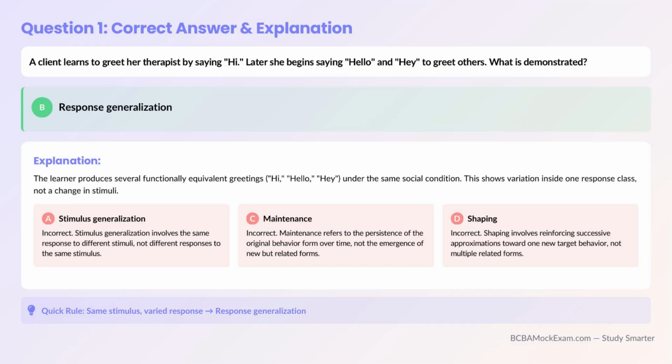The answer is B, response generalization. The learner produced several functionally equivalent greetings: hi, hello, and hey. All of them work as greetings in the same social condition. That's variation within one response class. Stimulus generalization would be the same response across different contexts. Maintenance would mean the same behavior over time. Shaping would involve reinforcing gradual steps toward one new behavior. Here's your quick takeaway: same stimulus, varied response equals response generalization.